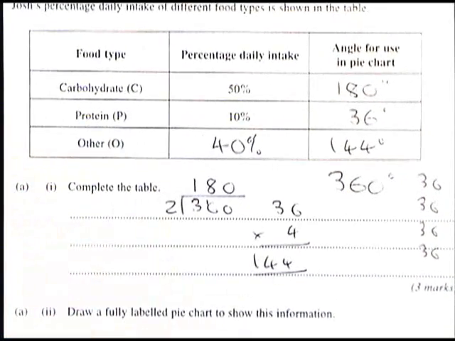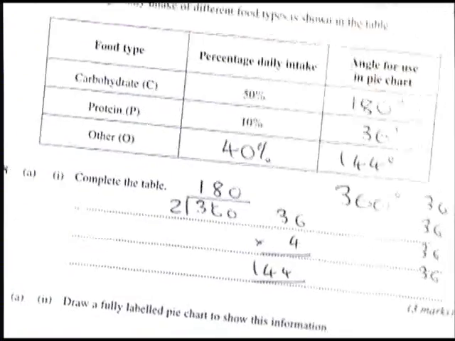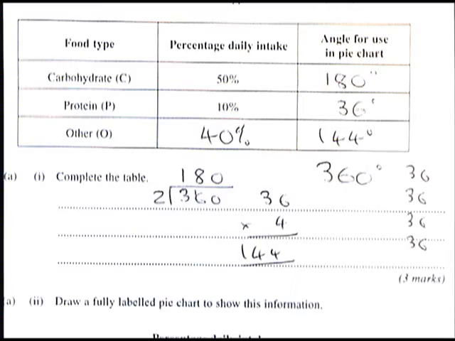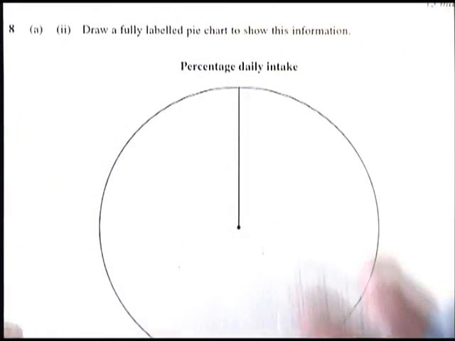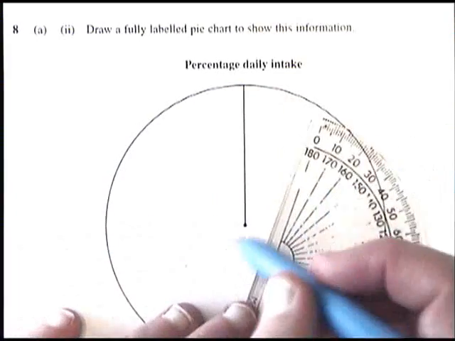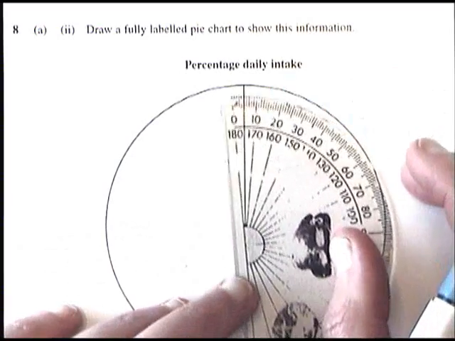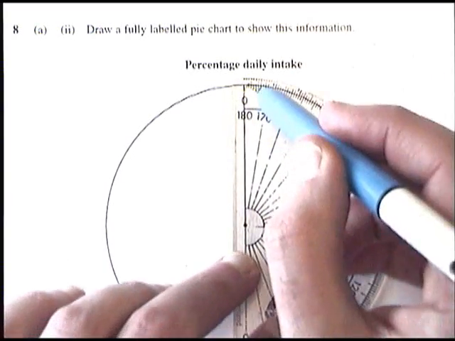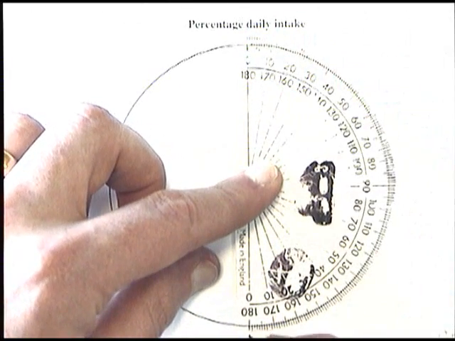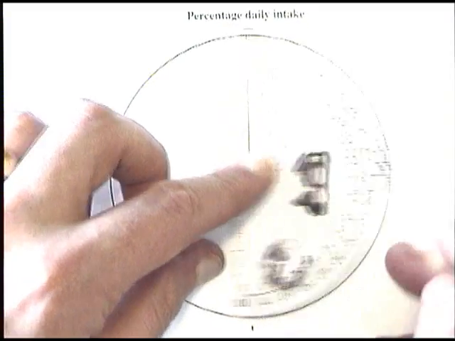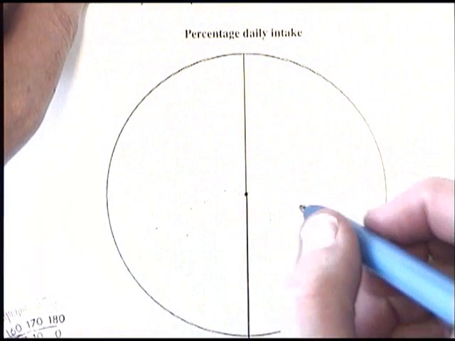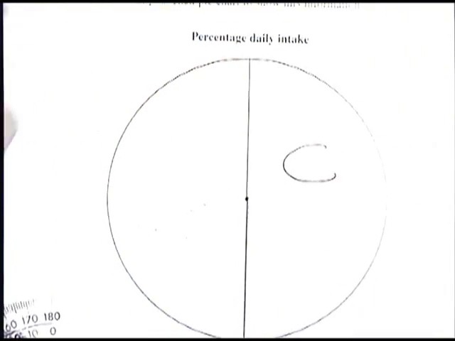We've now got to put that on a pie chart, and this is a fully labelled pie chart. So first thing we've got to do is measure 180 degrees. Here's your pie chart. It started for you. Put your protractor down. The middle part of the protractor must be over that dot, and the nought on the protractor over that line. So the protractor will go like that. That will be lined up. And 180 degrees is all the way around down to the bottom. So I'm marking that off down at the bottom and joining that up. And that section is going to be the carbohydrates. So we can put a C in there for carbohydrates.